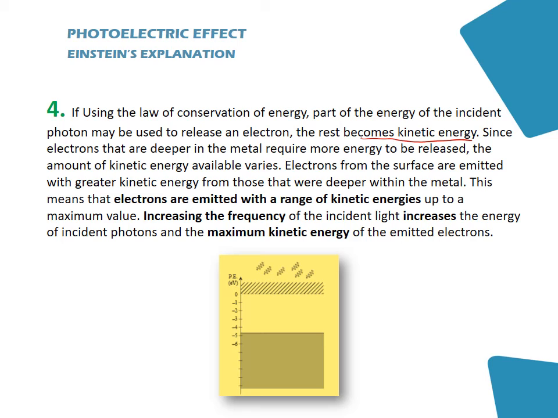The reason for this is that they only required a little bit of that incident photon energy to be released, and everything that was left over, which is quite a lot, is transformed into kinetic energy. So electrons are emitted with a range of kinetic energies up to a maximum value. Now, increasing the frequency of the incident light, remember that the energy of the incident light is equal to h times f. If we increase the frequency, they get more energy. Therefore, the maximum kinetic energy of the emitted electrons also increases.